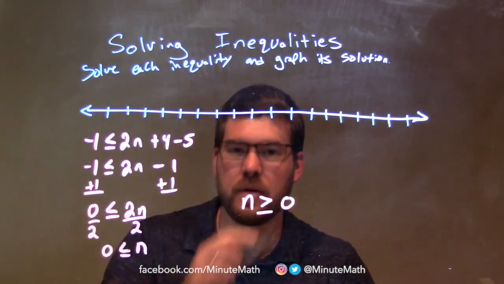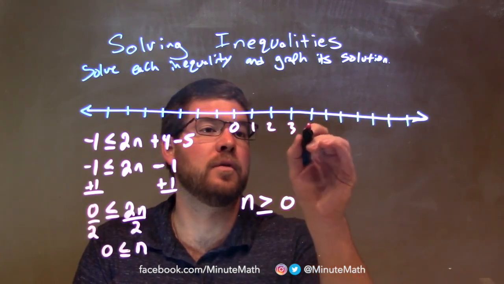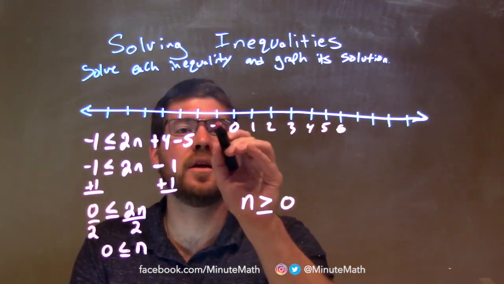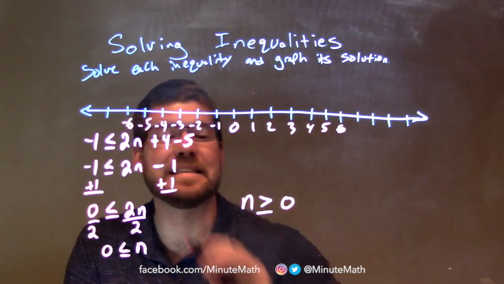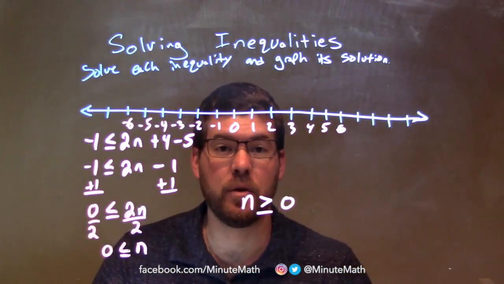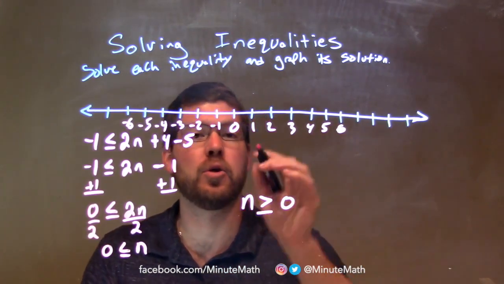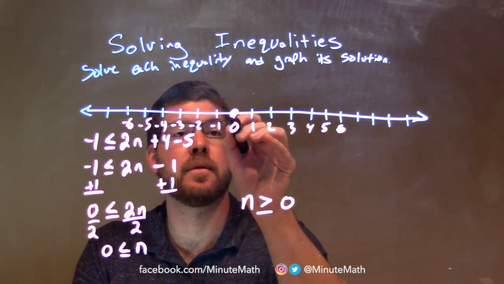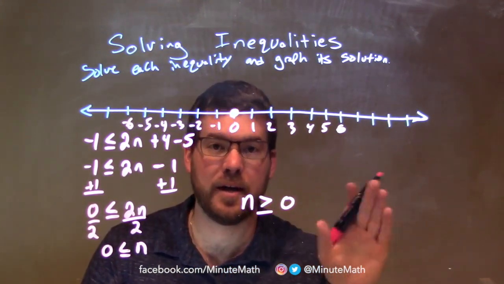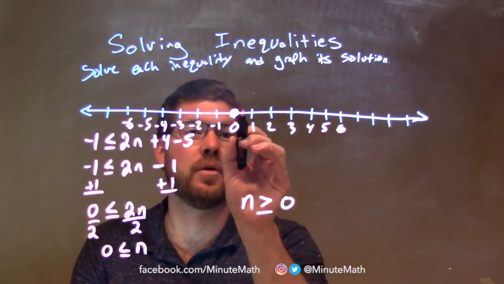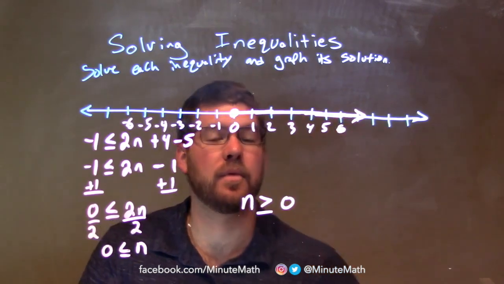All right. So now let's go graph this. Well, let's put 0 right in the middle. 0, 1, 2, 3, 4, 5, 6, -1, -2, -3, -4, -5, -6. Okay? So n is greater than or equal to 0, so we're going to put a closed circle right here at 0, right? And then we're going to shade to the right, right? Because n is greater than 0 as well. So shade to the right. And there we have it, our little graph.